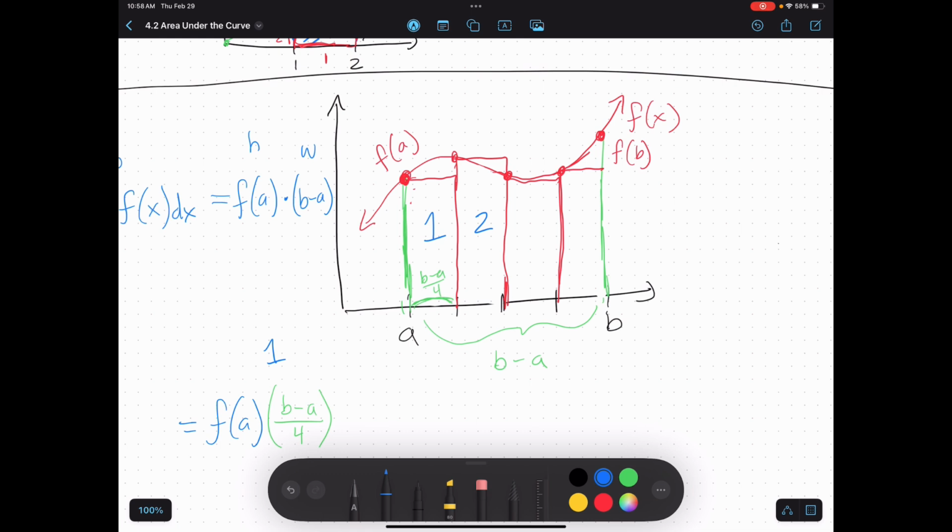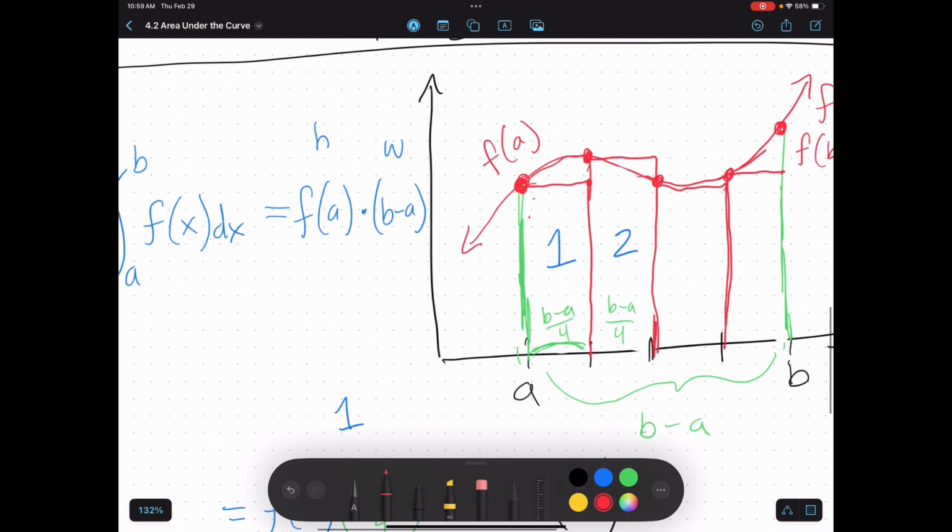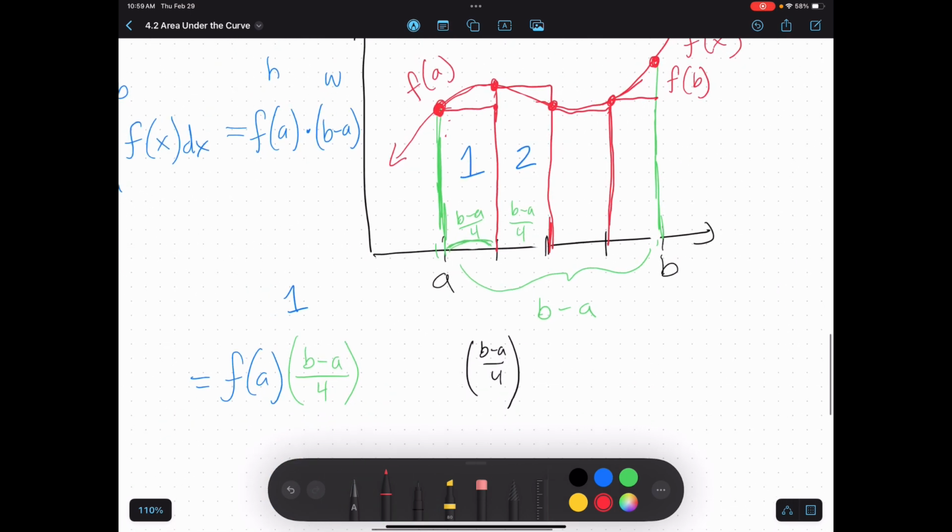What about rectangle 2? Rectangle 2 has the same exact width. So rectangle 2 still has a width of b minus a over 4, right? Because I'm breaking it up into 4 equal pieces. I'm breaking up this width into 4 equal pieces. But it does have a different height because my height is dependent on what the function is doing. If I just keep the height the same, then I might as well just do the one rectangle. But in order to make this a more dynamic estimation, my height depends on what the function is doing.